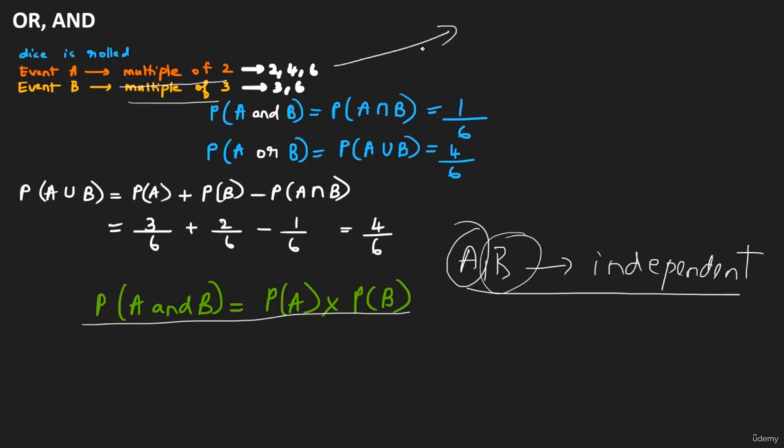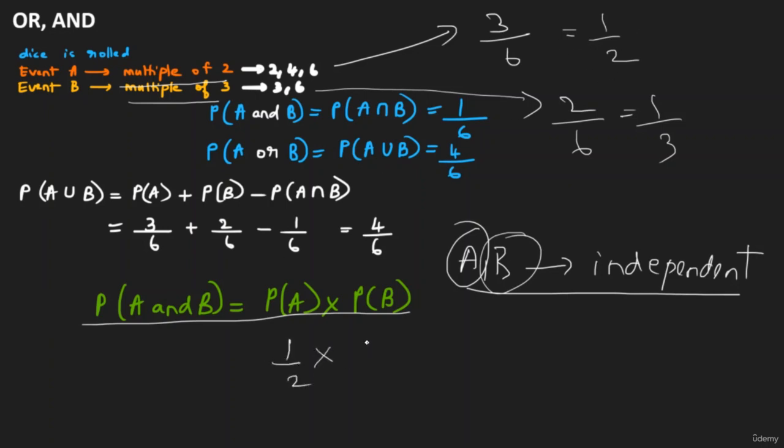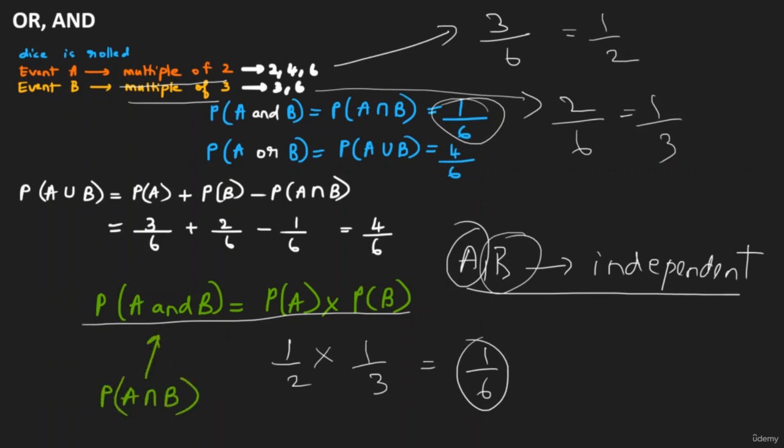The probability to get a multiple of 2 is 3 by 6, right? Because we have 3 favorable events. And 3 by 6 is equal to 1 by 2. Similarly, over here, the probability to get a multiple of 3 is 2 by 6, which is equal to 1 by 3. Now, if you multiply these 2, that's 1 by 2 into 1 by 3, which is equal to 1 by 6. And that's what we've got over here as the probability of A intersection B. Remember, probability of A and B is the same as probability of A intersection B.